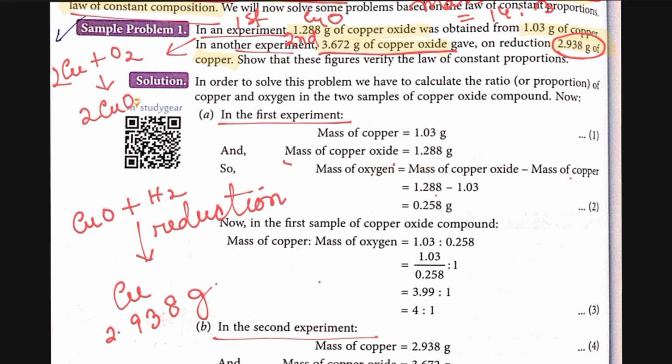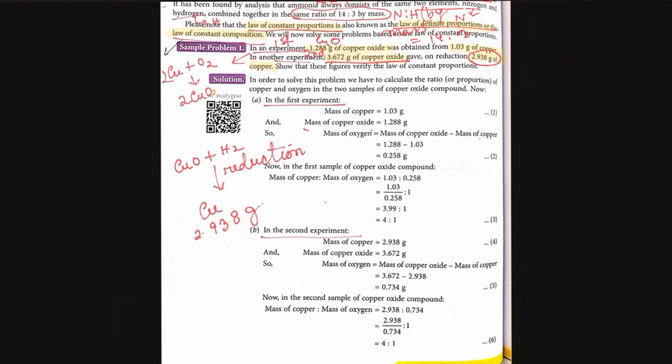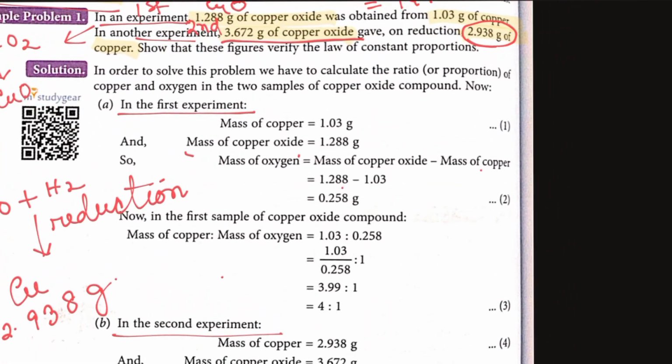2.938 gram. As a beginner of chemistry, you may not know now the entire reaction, what is happening. Now, what you have to focus on is the fact that in copper oxide, what is the mass of copper and what is the mass of oxygen? Is it the same in both the compounds? That you have to focus on. Now let us see how to solve it.